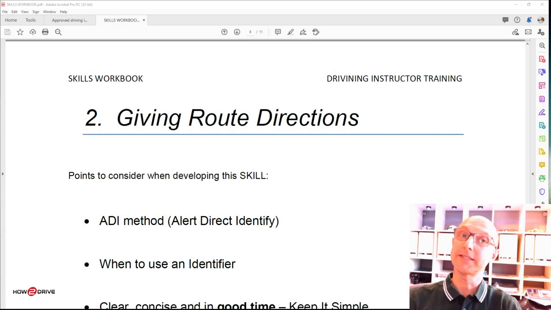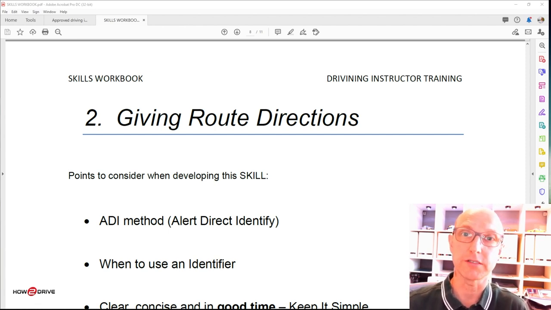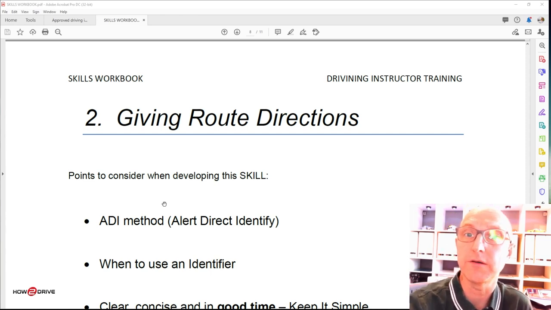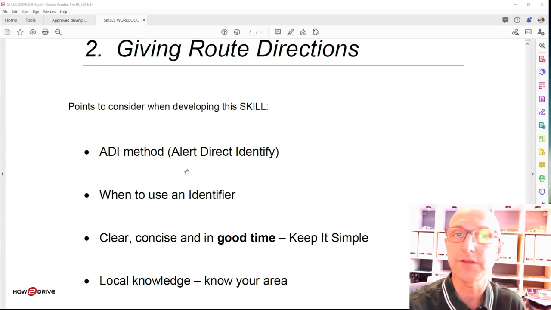Hi, welcome back to the second skills video, where today we're going to be looking at giving route directions. So we're not focused at this point on giving instructions, just route directions. The points we're going to consider today when developing this skill, I've prepared some bullet points here, and we're going to go through and talk about each of those in turn.